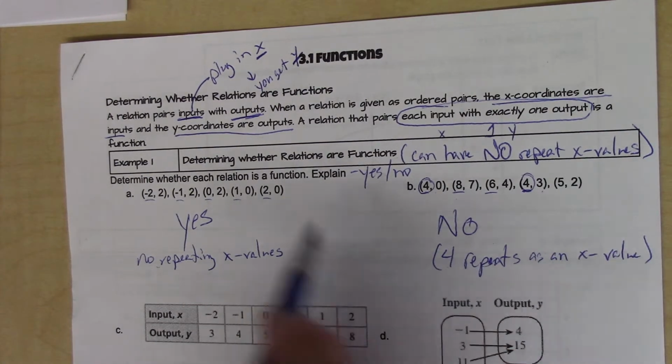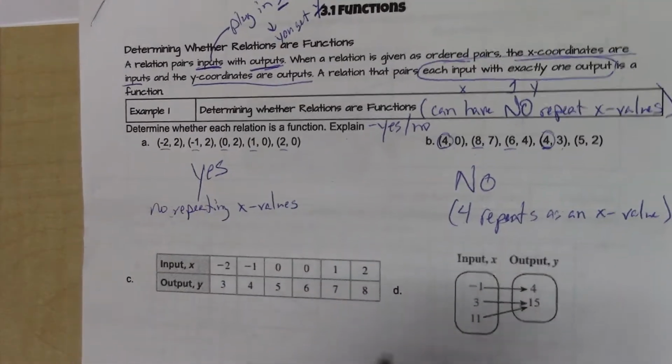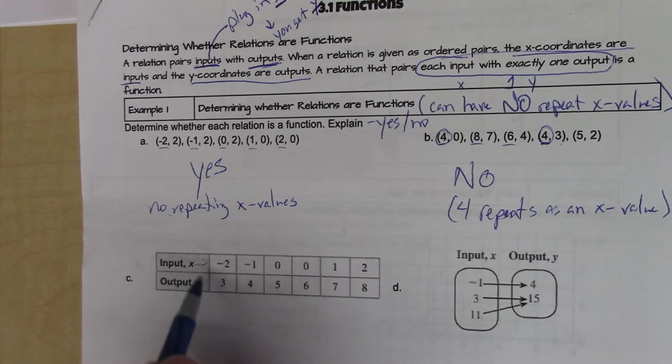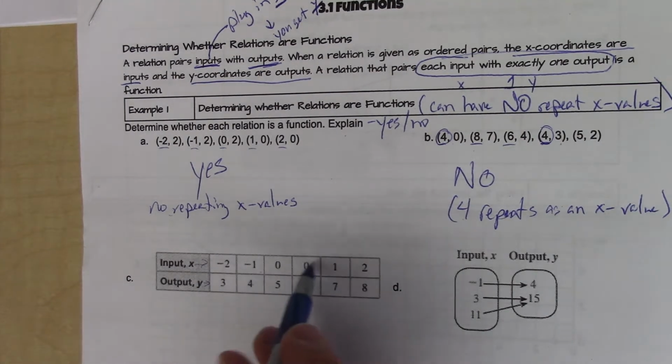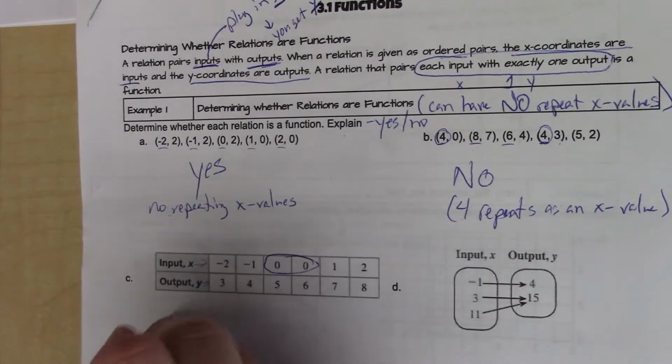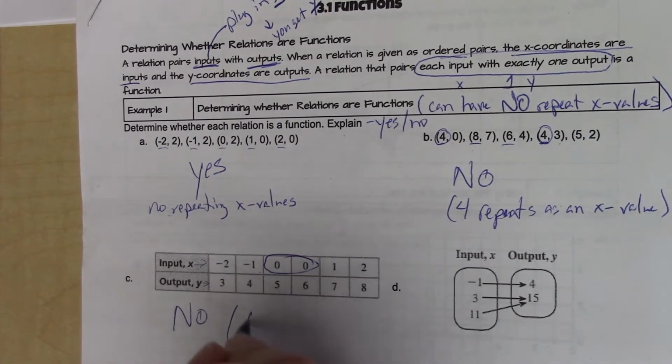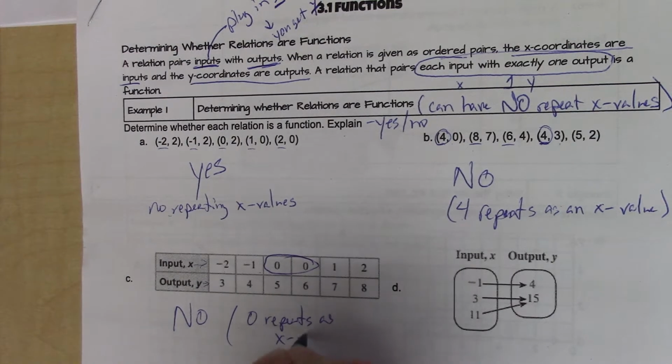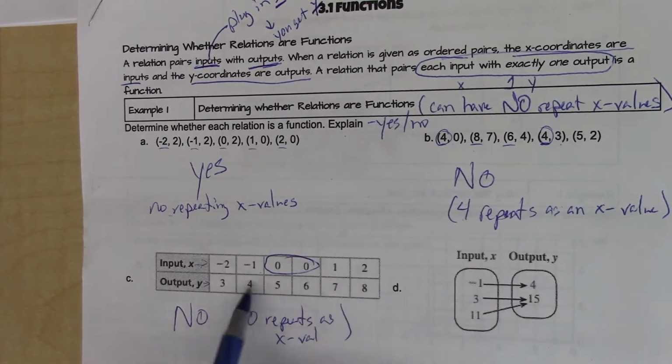Okay, that's why when it says explain, right? So like for number 5, these are x values, these are y values. Does the x repeat? Yep. There's two of them right there, so that means no, 0 repeats as x value. I don't care if the y repeats, it's about the x.